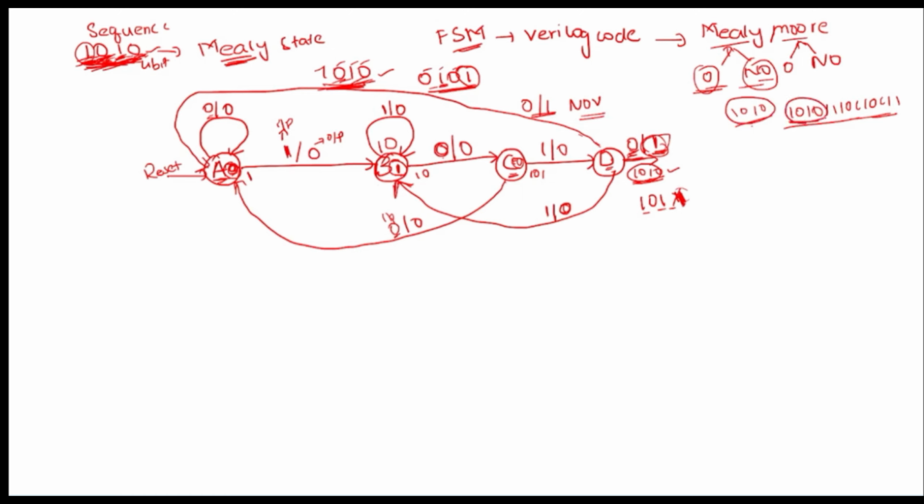That means after this is detected, again these 4 bits need to be taken care of. So for these 4 bits, it will again start from A, and again the sequence will be like 0 1 1 1 0. So this sequence will be detected.